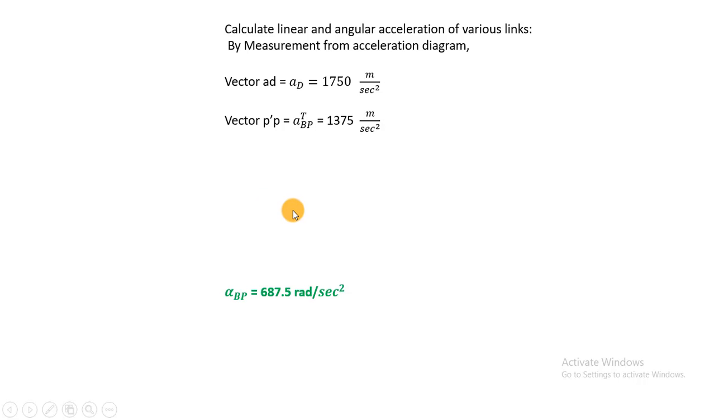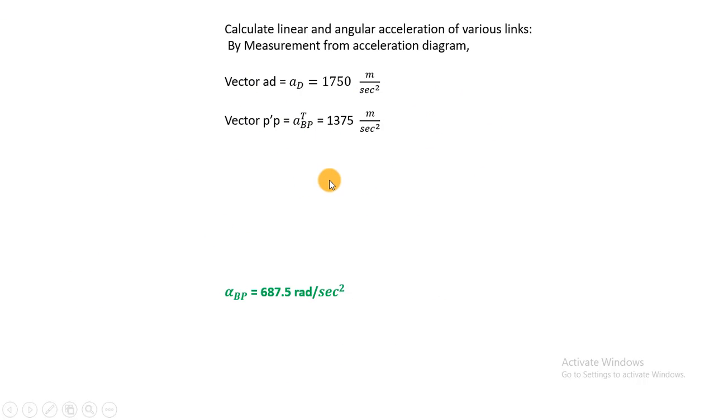Then we calculate the tangential component of acceleration for the connecting rod, because the problem statement asks for the angular acceleration of the connecting rod. In order to get the magnitude of the angular acceleration of the connecting rod, we need to find its tangential component of acceleration. If you look at the formula, the tangential component of acceleration is equal to R alpha, where alpha is the angular acceleration. So AT is equal to R alpha.